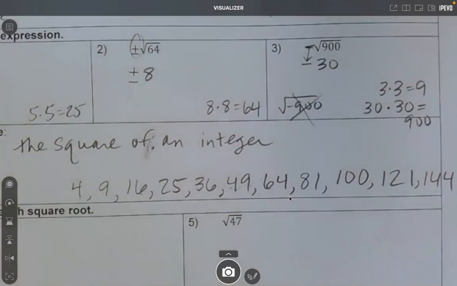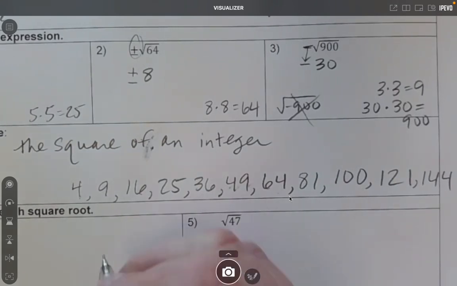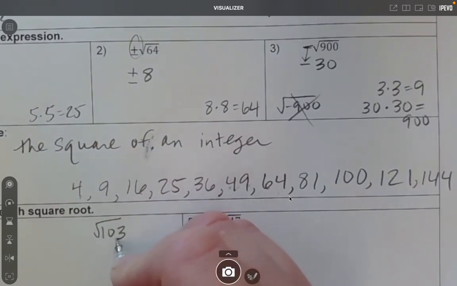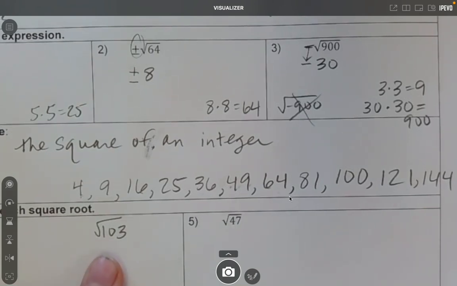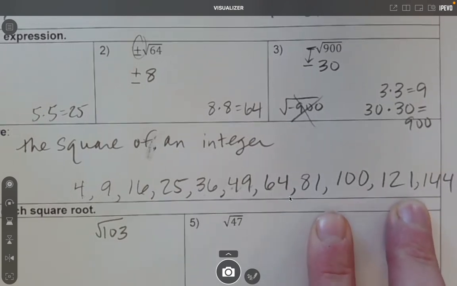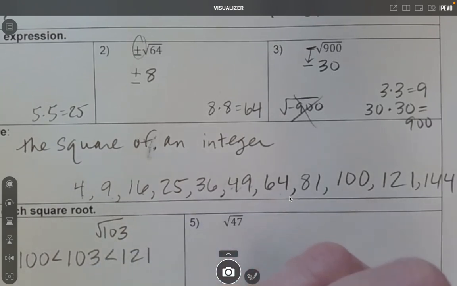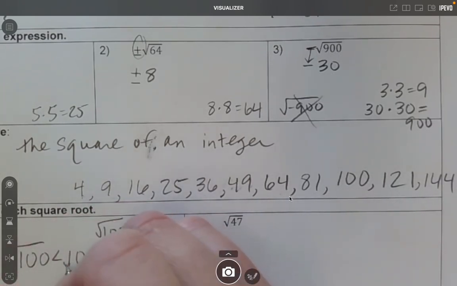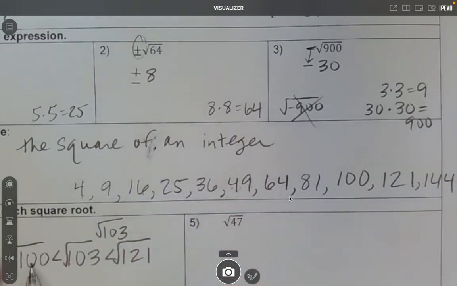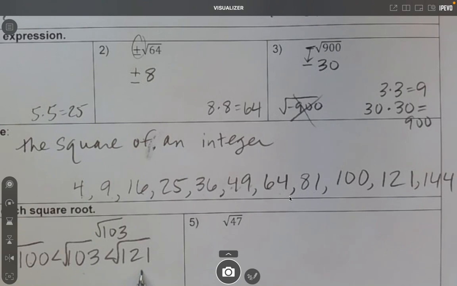And then for my first problem here, I'm looking at approximating the square root of 103. I'm going to rewrite this problem over here so I can see it and my list of numbers at the same time. So I have to ask myself, if I'm approximating this, which two numbers is it between? Well, 103 is between 100 and 121. So in my head, I'm going to think, well, 100 is less than 103, which is less than 121. And so I'm going to make all the square roots. So square root of 100 is less than square root of 103 is less than square root of 121. The square root of 100 is 10. So 10 is less than the square root of 103 is less than 11.